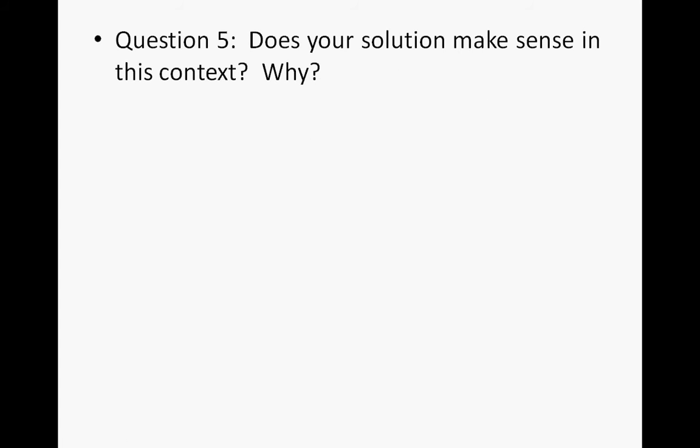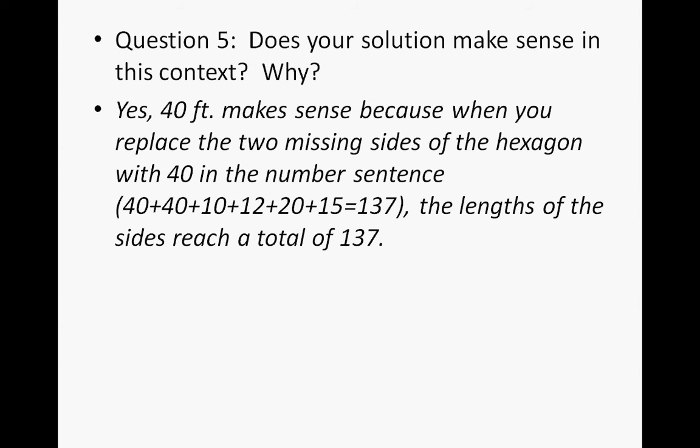All right, question 5. Does your solution make sense in this context, and why? Well, yes, 40 feet would make sense because when you replace the two missing sides of the hexagon with 40 in the number sentence, 40 plus 40 plus 10 plus 12 plus 20 plus 15 is equal to 137. The lengths of the sides reach a total of 137. So 137 is equal to 137.